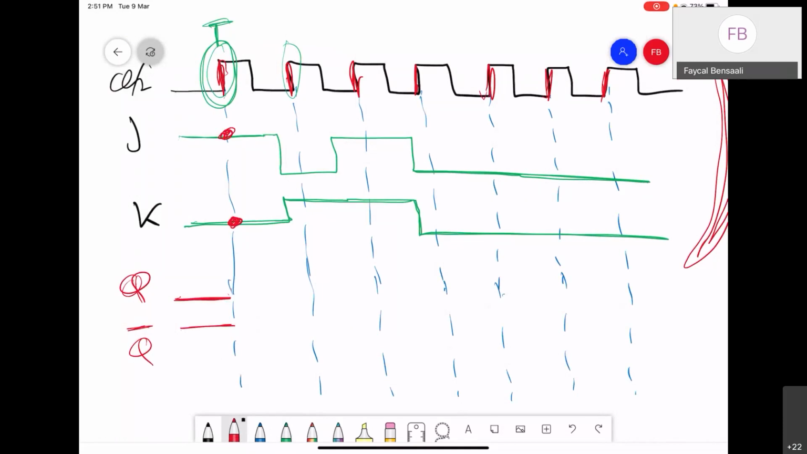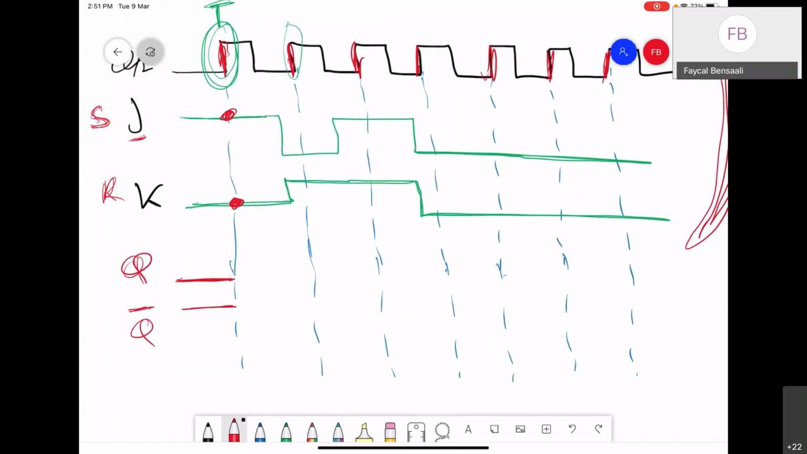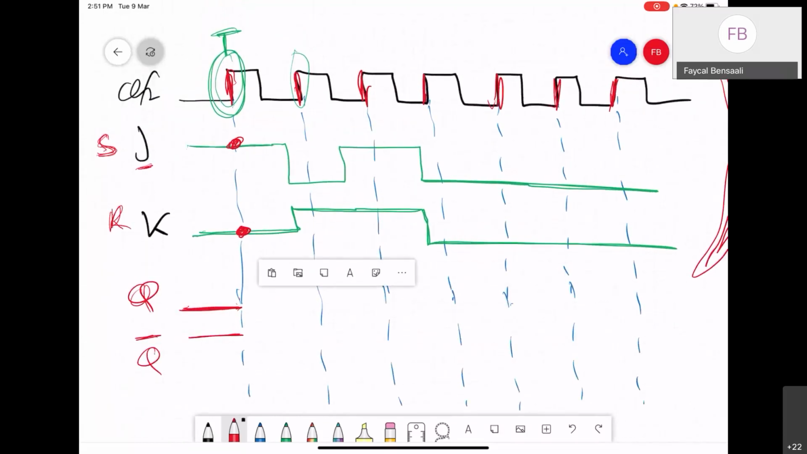So if J is 1 and K is 0, what should be Q? Remember, we told you JK is similar to SR. So J is 1, this means it's a set. Q was 0, it starts with 0, and then we have 1, 0. It's a set. So what should be the value of Q? 1. It should be set. Set is 1. So Q goes to 1 and stays 1 until the next rising edge.